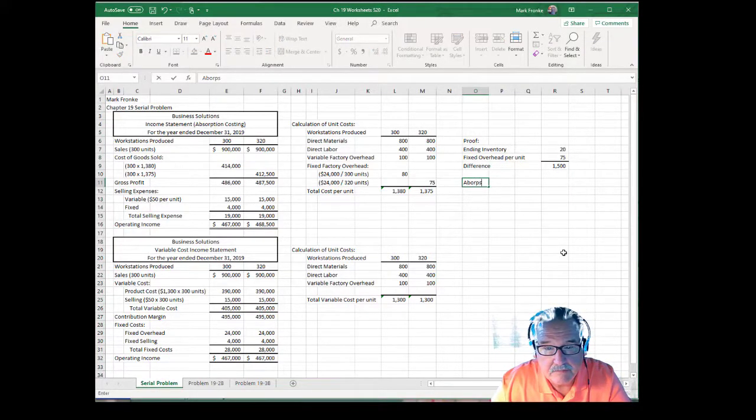Absorption income. Variable income. And the difference.